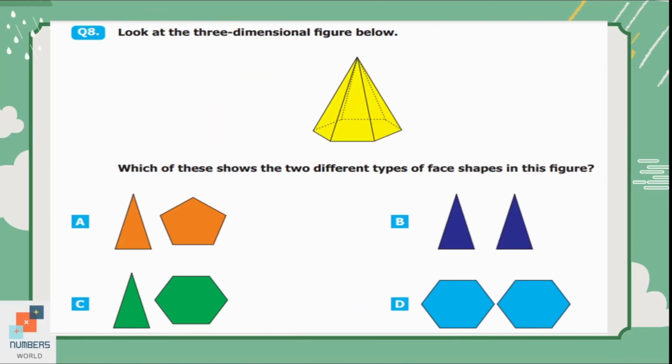Question number 8, look at the three-dimensional figure below. Which of these shows the two different types of face shapes in this figure? So there are 3 sides at the front and 3 at the back. So it means there is a hexagon at the base, and we may clearly see the triangles in the hexagonal pyramid. So option C is the correct one, which has a hexagon and a triangle. So these two types of faces are making the three-dimensional figure given above.